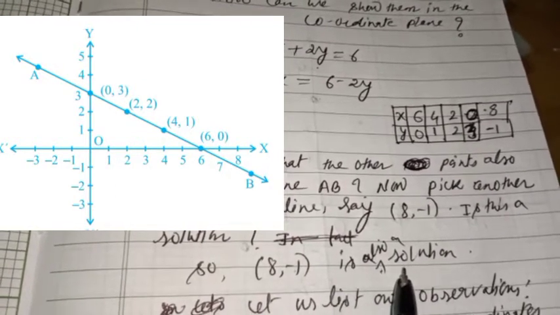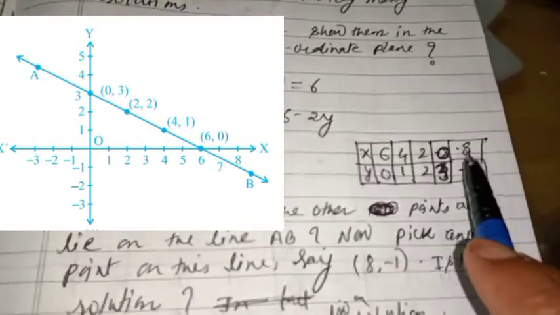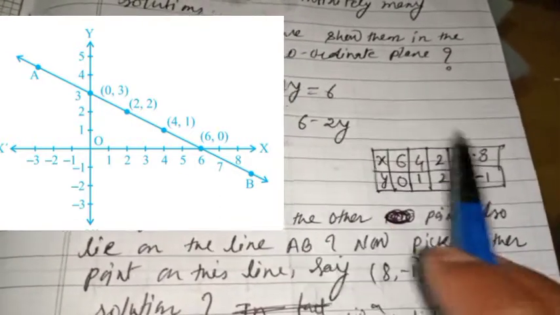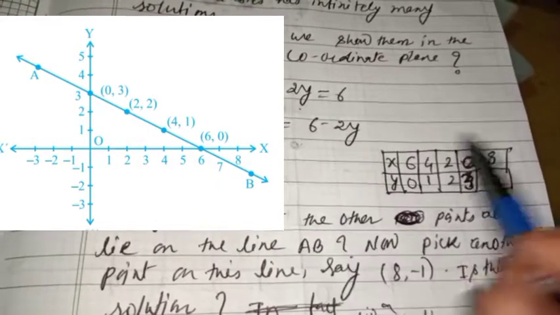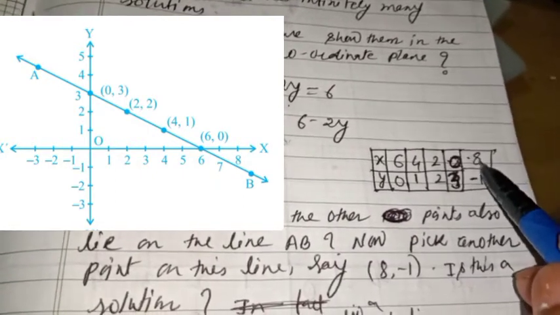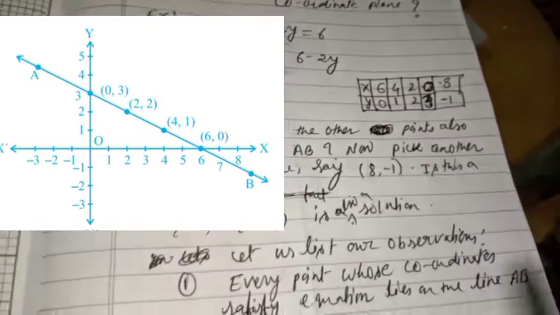You can see, if you put y equal to minus 1, then x plus 2 into minus 1, that is minus 2, so x is 6 plus 2, which is 8. This is not minus, it is 8. So (8, minus 1) is a solution.